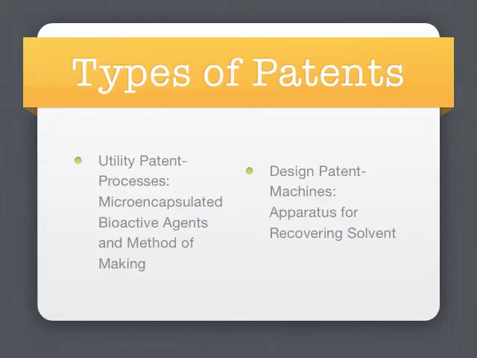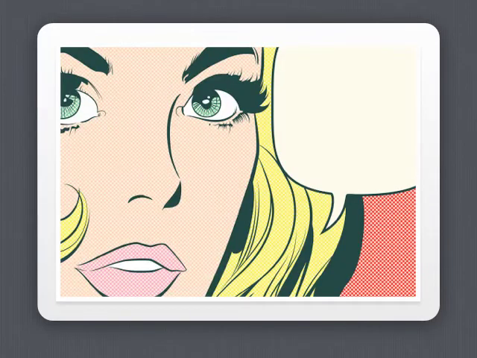The types of patents, basically, the utility patent is a process. It's micro-encapsulated bioactive agents and method of making. The second patent he has that I can use as an example is a design patent on machines. It's an apparatus for recovering solvent. So then I'm thinking, okay, that's what I can find in the United States about him to build this brand story. What else can I find?